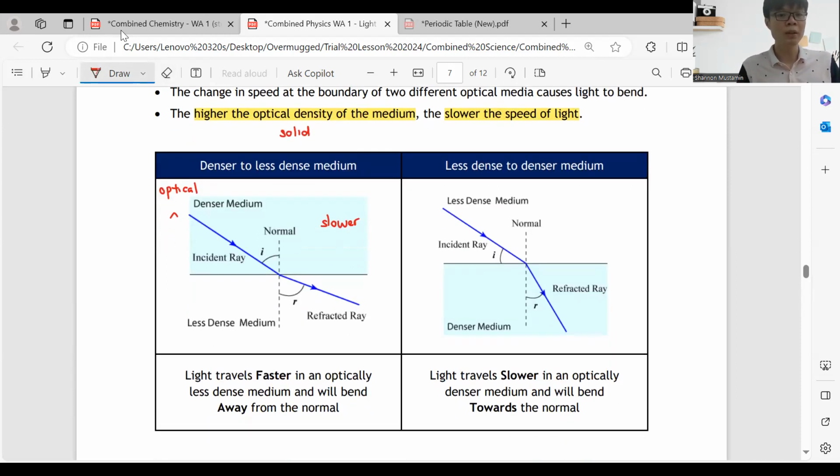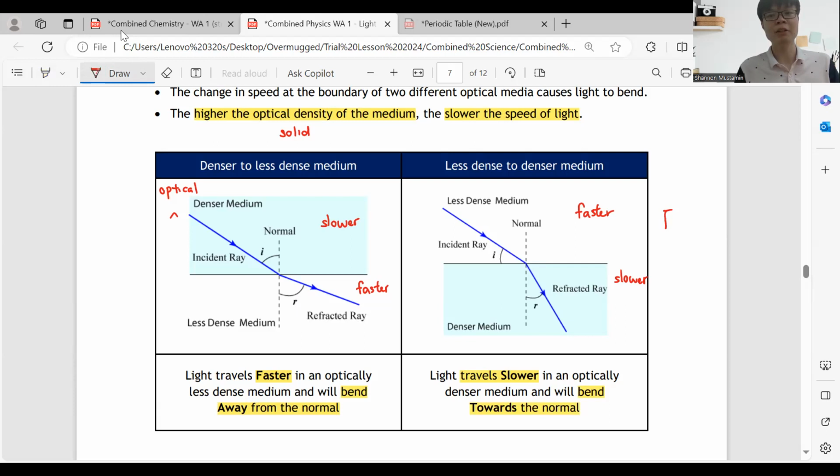Optically denser medium, slower. Optically less dense medium, it will be faster. Means as the light is moving from denser to less dense, it will speed up or move faster. If the speed of light increases, it will bend away from the normal. For example, water to glass, or air to glass, you will observe this bending. The opposite scenario is also true. If you are going from optically less dense, here is faster, here is slower, the speed of light will decrease, travel slower, and then it will bend towards the normal.